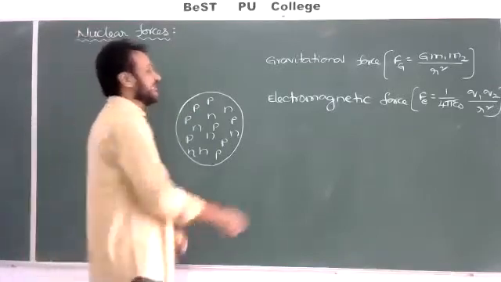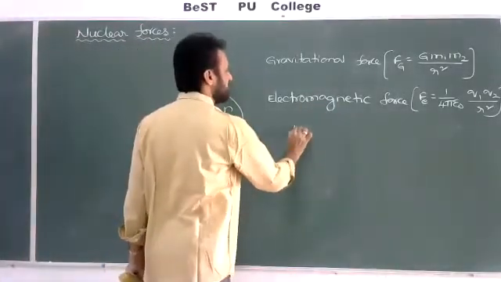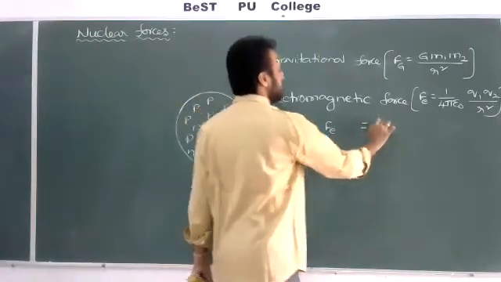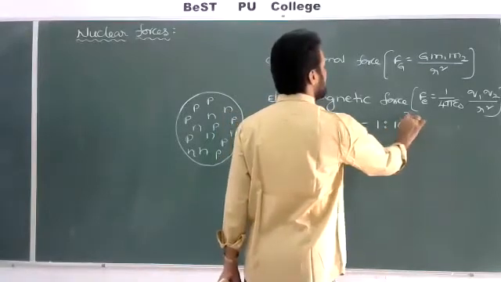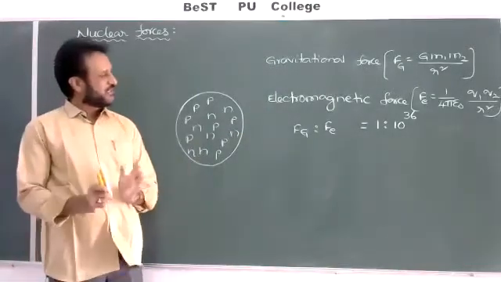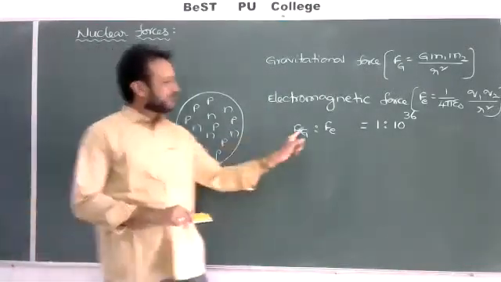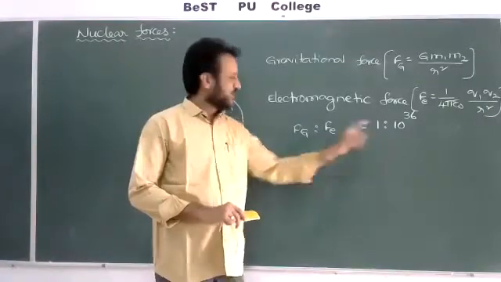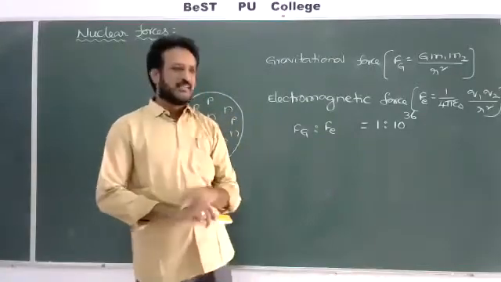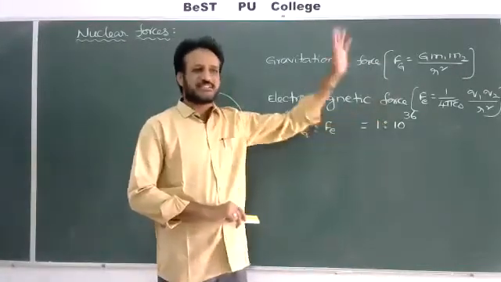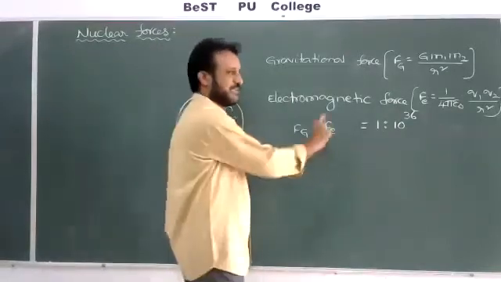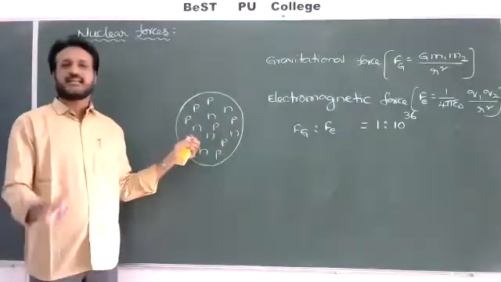So if you compare electrostatic force and gravitational force, F gravitational is to F electromagnetic is equal to 1 is to 10 to the power of 36. Observe and understand carefully. Which one is stronger? For example, if gravitational force is 1 Newton, electromagnetic is 10 to the power of 36 times stronger, not 36, 10 to the power of 36. After 10 you should write 36 zeros, so that much stronger. So when comparing to electromagnetic or electrostatic force, gravitational force is negligible.